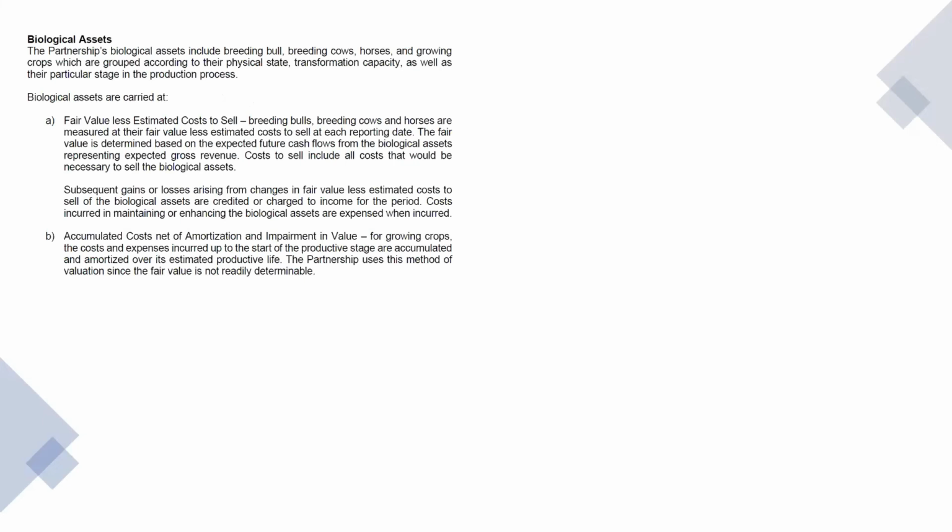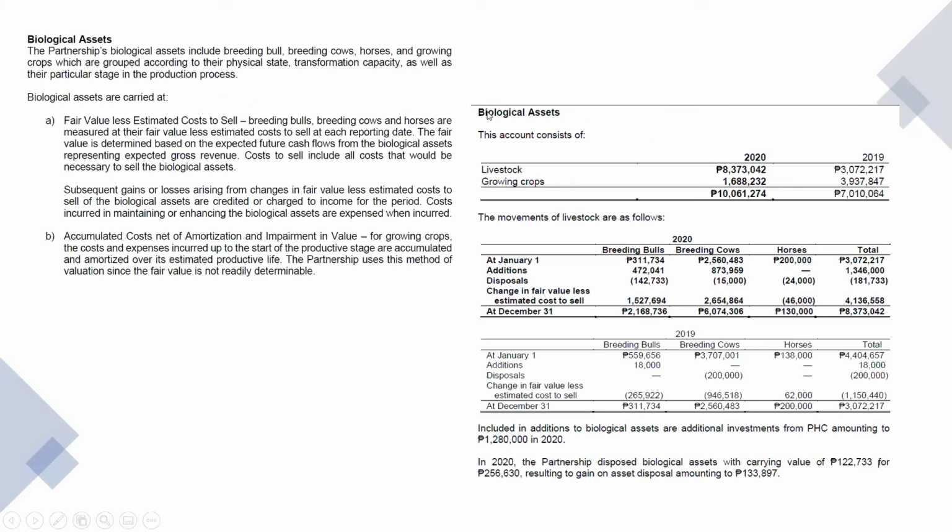So, ito yung example ng disclosure for agriculture. So, we have their accounting policy. Tapos nandito rin yung mismong notes ng agriculture. So, yung nabanggit kanina, description of each class of its biological asset.